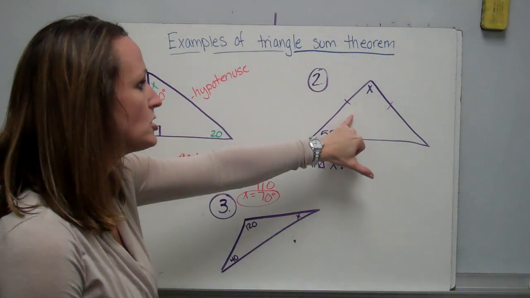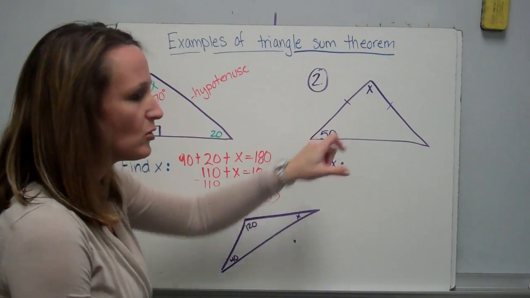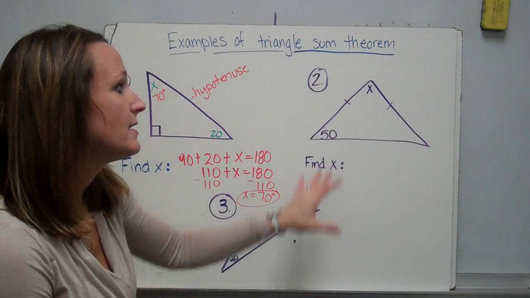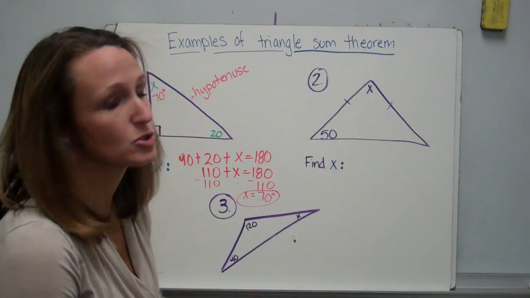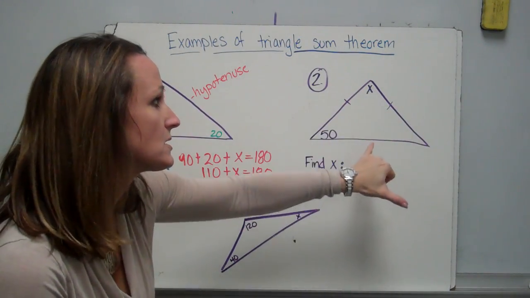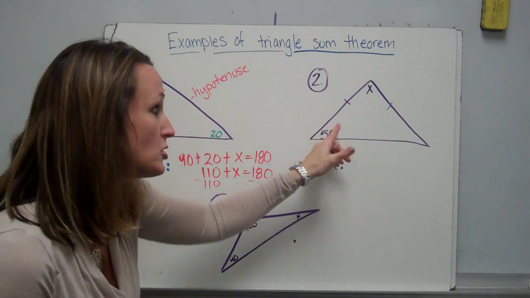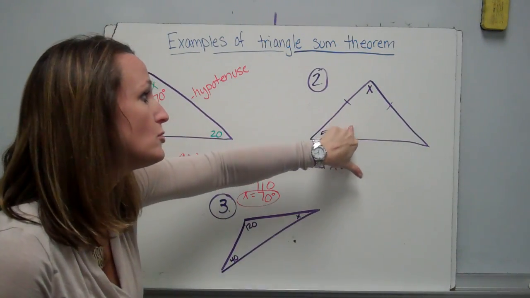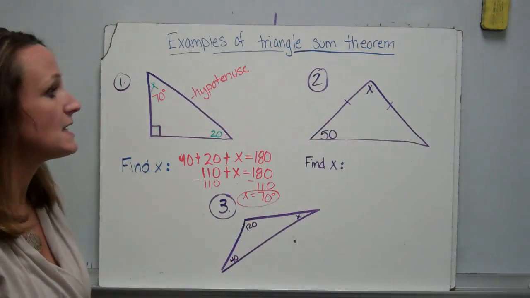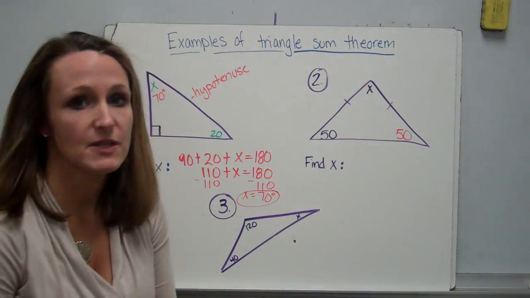So now let's look at number 2. Well, I told you we're looking for this x, but then I only gave you one angle. Well, here's why. This is an isosceles triangle. Remember, isosceles has 2 sides that are the same. These hash marks mean that the sides are the same. Well, also in an isosceles triangle, if 2 sides are the same, 2 angles are the same. So if this is 50 and it's an isosceles triangle, we know that this is 50.